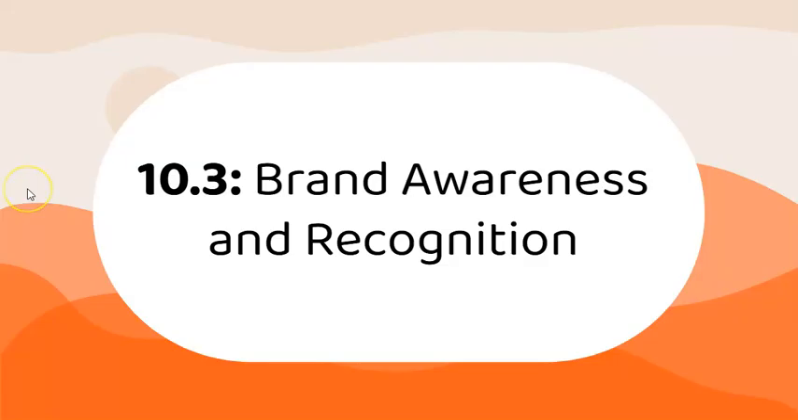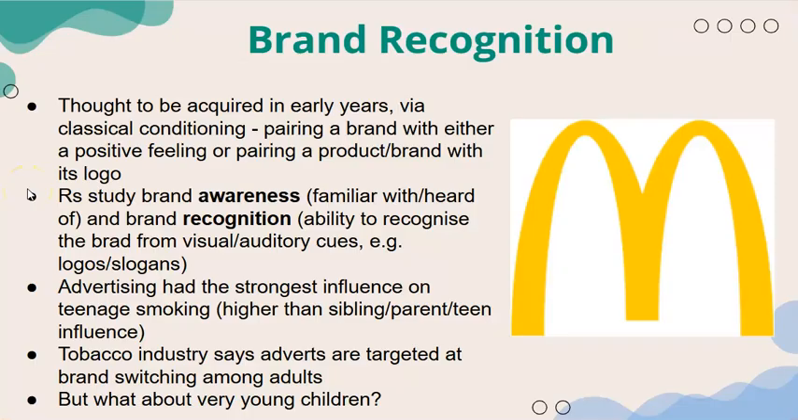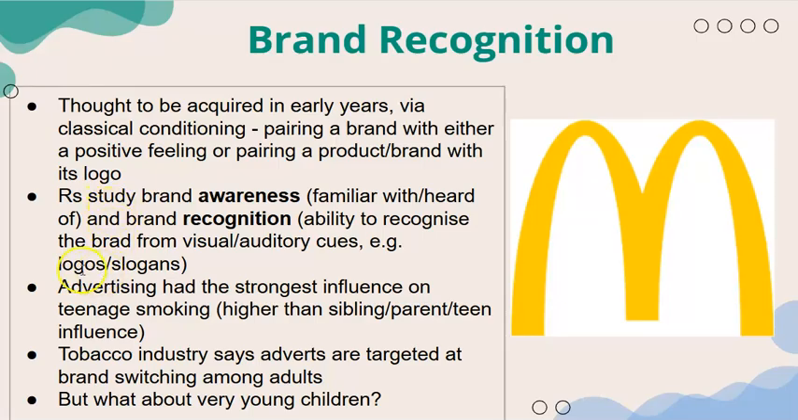Finally, we're going to talk about brand awareness and recognition. That's 10.3. Generally, brand recognition is all about classical conditioning. You get paired. That's why when we see the golden arches, we think of McDonald's. We have seen the arches and then seen McDonald's products enough times that those are paired for us. So researchers like to study brand awareness. Have you heard of it? But also, can you recognize it?